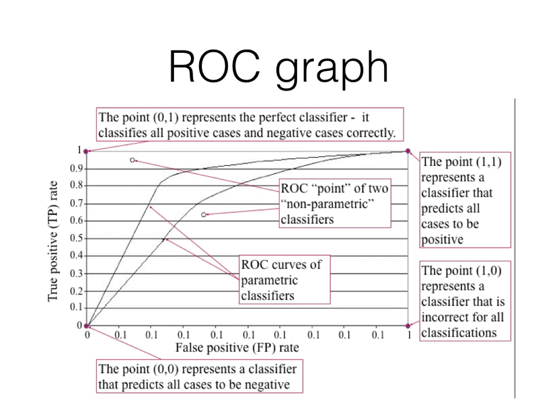And the point at the top right, 1, 1, that's the classifier that predicts all cases to be positive. So again, it has a true positive rate, which is fantastic, but the false positive rate's really poor. And the point at the lower right-hand side, the one that you hope you'll never get, is the point 1, 0. So that's a classifier that is incorrect on every single classification. So the false positive rate is 1 and the true positive rate is 0.